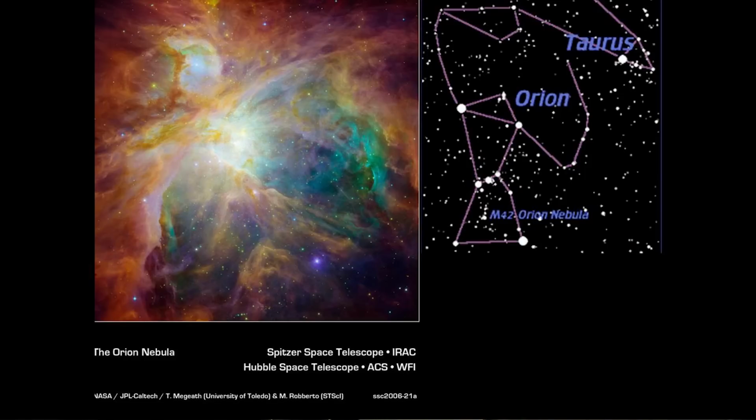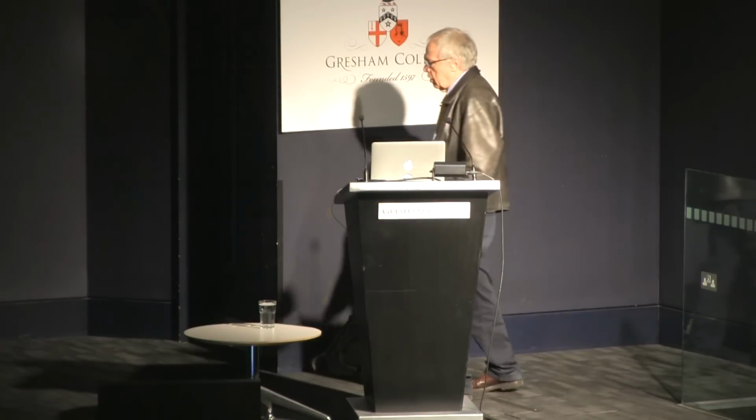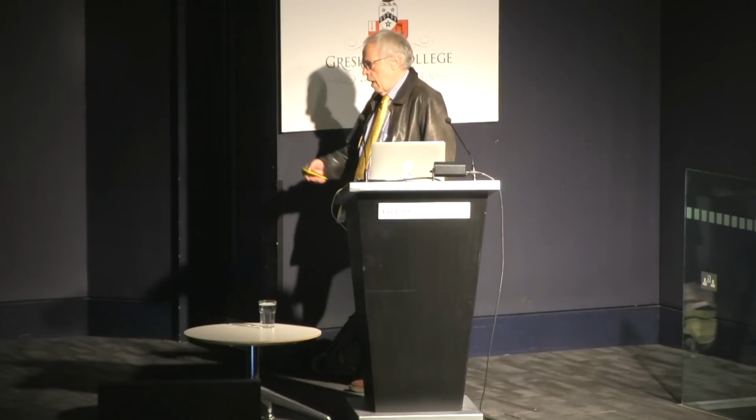And this is all nebulosity glowing because of the presence of stars, which we can't see directly. And this is the sort of place that stars are being born. And what I'm going to tell you about today is the birth of stars, and in particular, what about the first stars? What do we know about them? What can we imagine from our data?